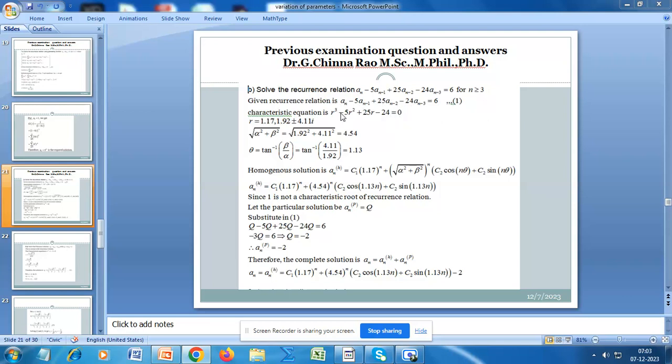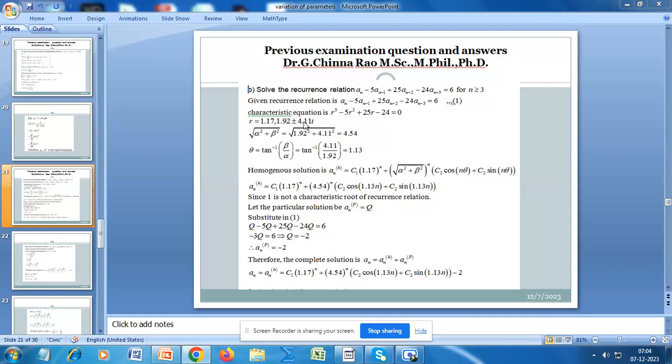First you take the homogeneous equation and then find the roots of this. If it is not possible, just find them with a calculator. You can get r equal to 1.17 and 1.92 plus or minus 4.11i. So after writing these roots, one is a real root and the others are complex roots.